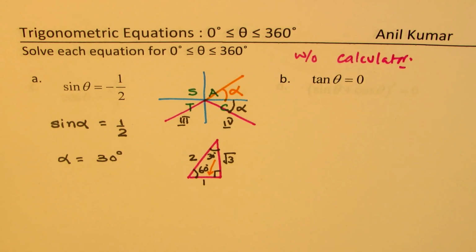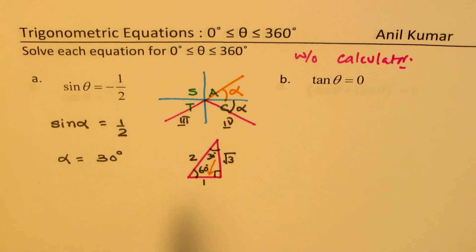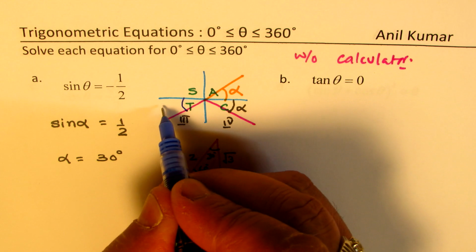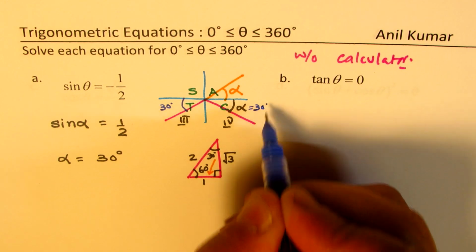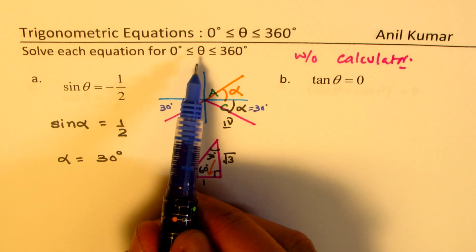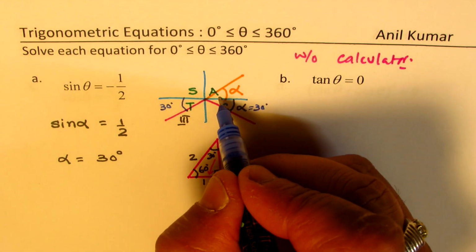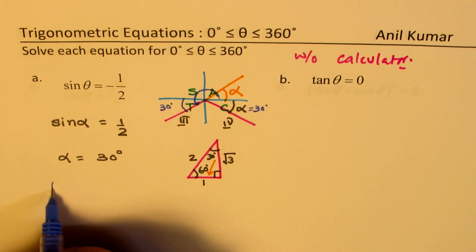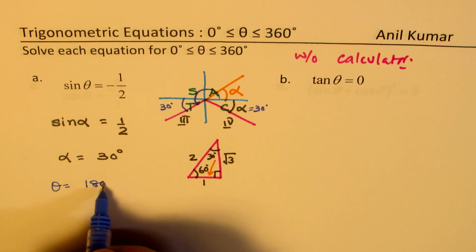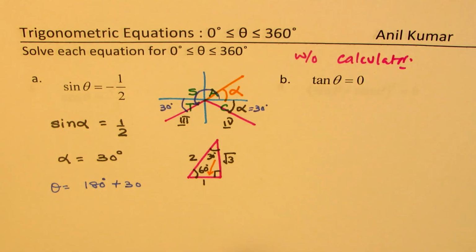Now we know the acute angle is 30 degrees. We can find theta between 0 to 360 degrees. Since now we know this angle is 30 degrees, right? And this angle is also 30 degrees. When we say theta is between 0 to 360 degrees, we want to report the principal angle, right? Which is, in this case, theta should be equal to 180 degrees plus 30 degrees. That is this angle which is shown here.